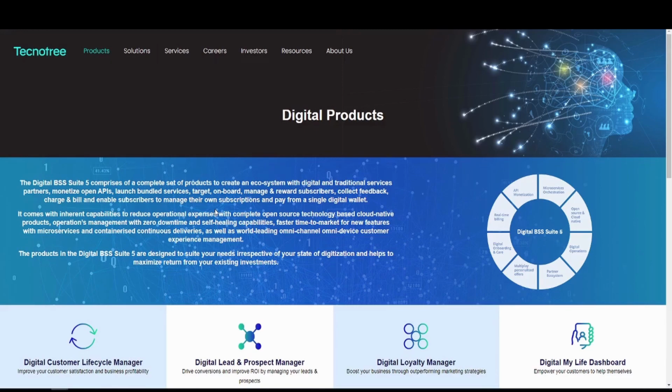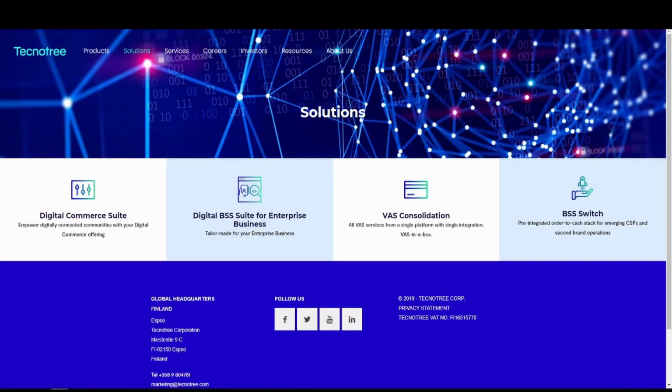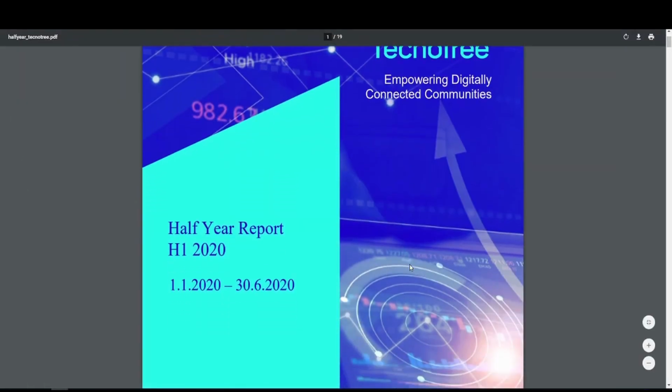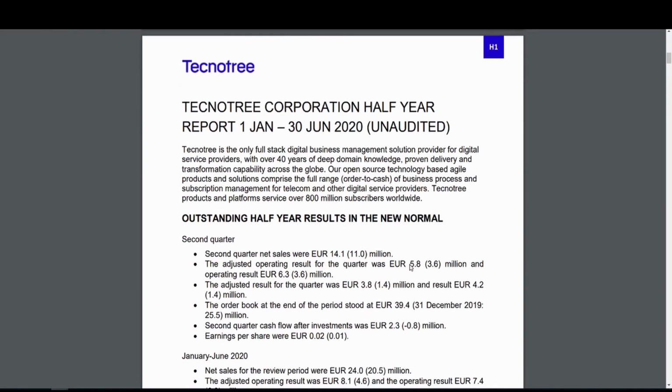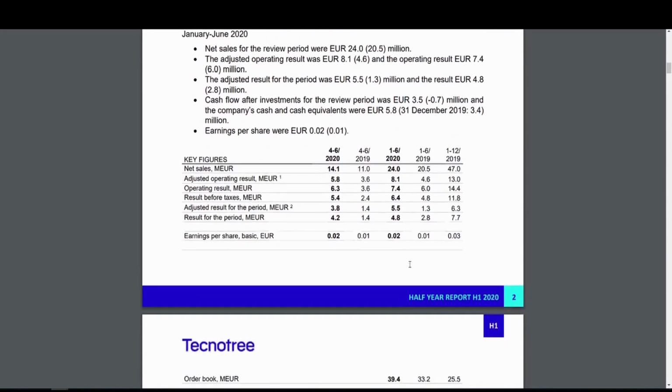And all of these things, if you go back to the financial statement, I think you have it open somewhere here. Yeah, I do. Just a second. Yeah, here. So if you just scroll through the half-year report here, you can just scroll.